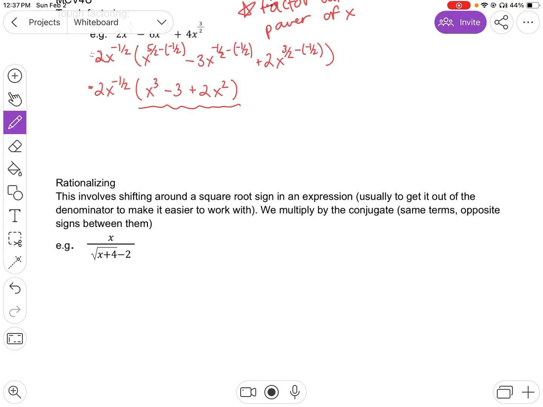For today's example, though, it is in the denominator and we want to get it out of the denominator. How we do that is we multiply by the conjugate radical. That means you've got the same terms. If we're looking at our denominator in this example, we've got square root of x plus 4, and then we've got a minus 2. So we're still going to have that square root of x plus 4, and we're still going to have that 2, but now it's going to be the opposite sign between them.